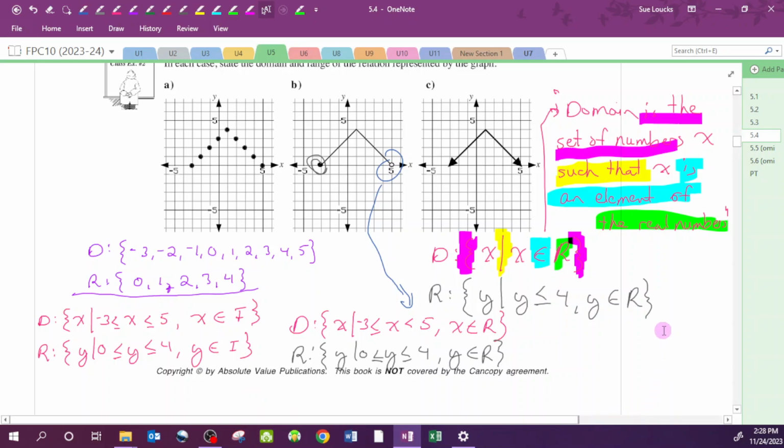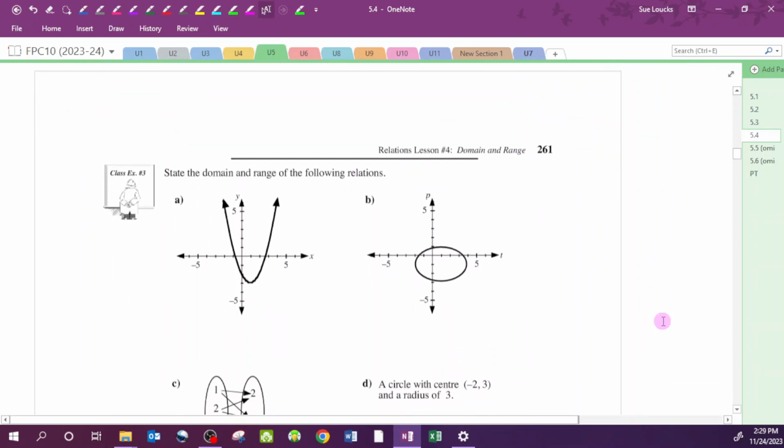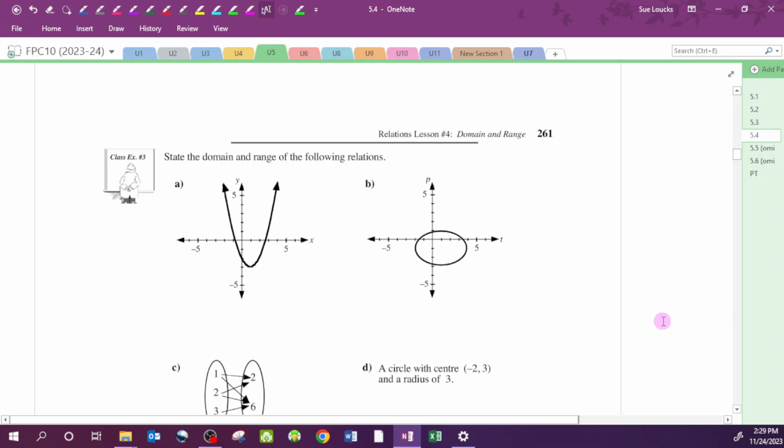Let's go on and do this for some graphs now. Domain and range of each of these relations. For A, our domain is, since this is like a parabola, and I say like because it's not really a parabola, but it looks like it's supposed to maybe be a parabola, either way it's continuing up forever and to the left forever, and this one is going up and to the right forever. So we have x such that x is an element of the real number system.